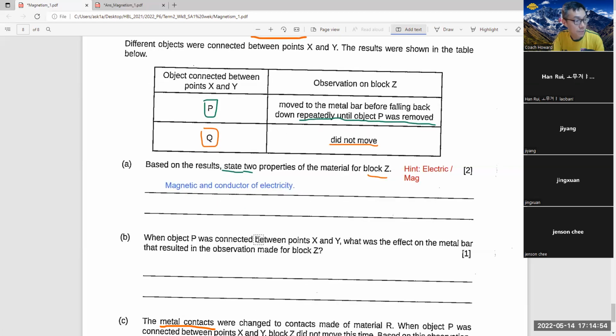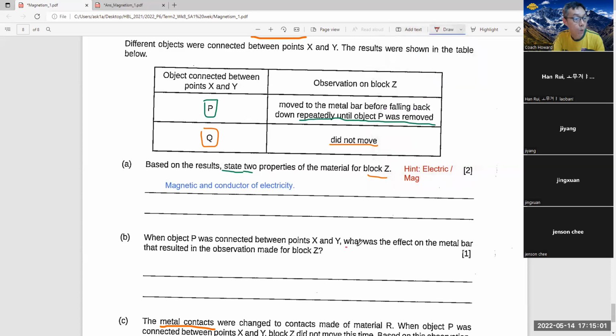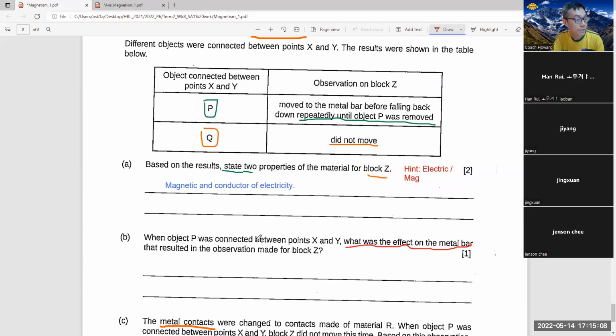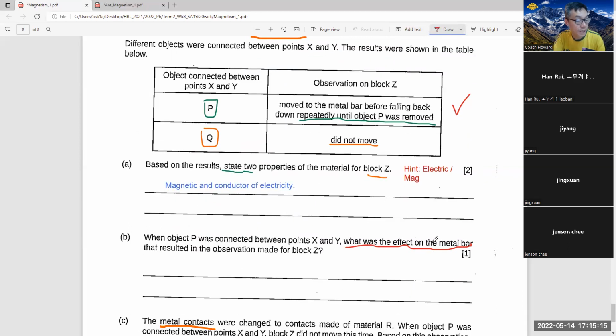Now they say when object P was connected between point X and Y, what was the effect? You must understand the question. They say, what was the effect on the metal bar? That's when this metal bar, if you put a P down there, can you see this part? Yeah, this is the result. So what was the effect on the metal bar? You must mention that the metal bar is being magnetized into an electromagnet. That resulted in the observation for the magnetic block, for the block Z.